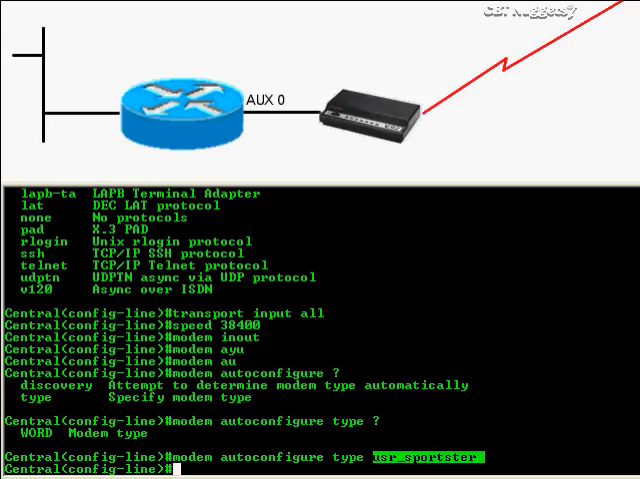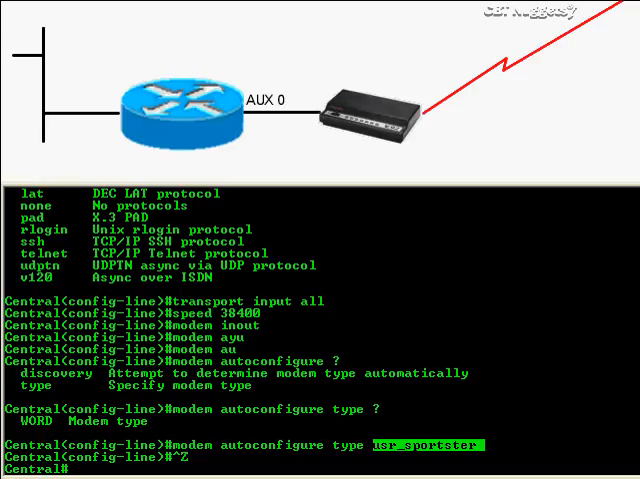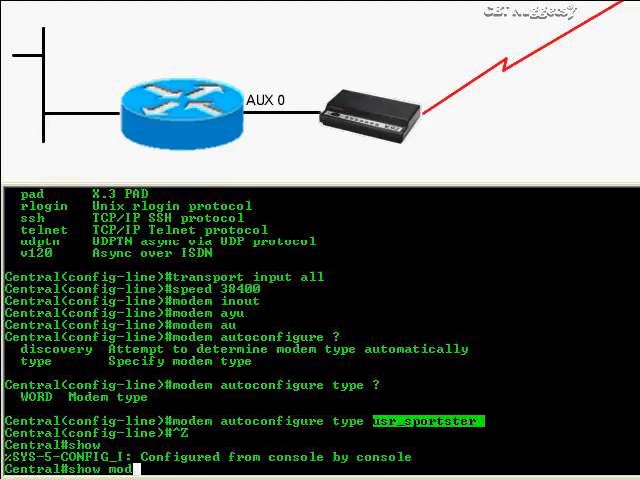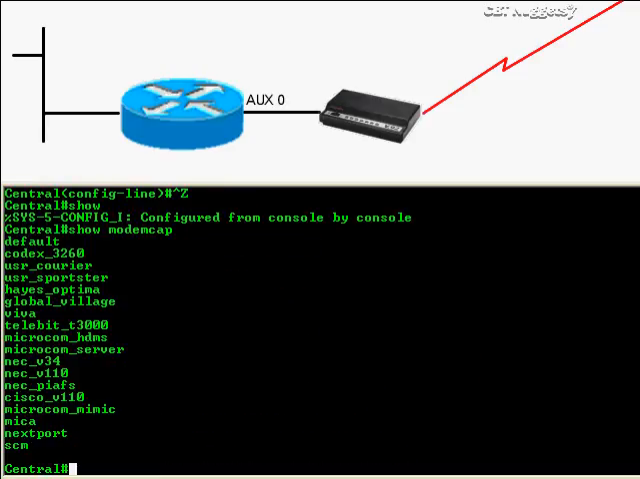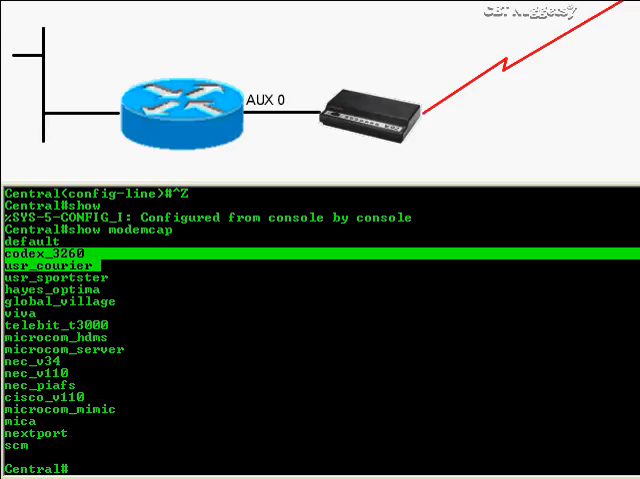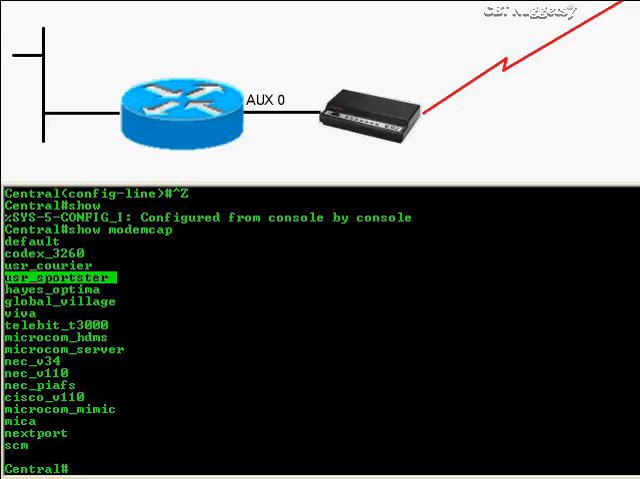Well, inside of this router is a database called the modemcap database. I'm going to type in show modemcap. And what you can see here is that we have a default list of a bunch of modems. We have the Codex 3260. I've never heard of one of those, but I have heard of the US Robotics Courier and Sportster modems.